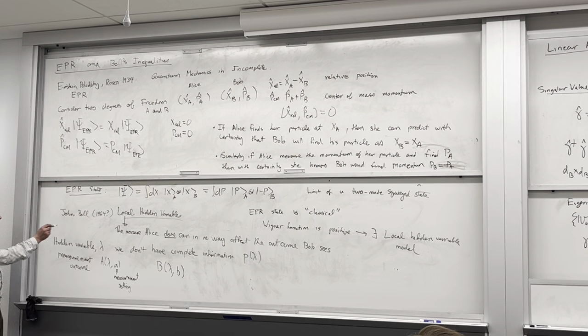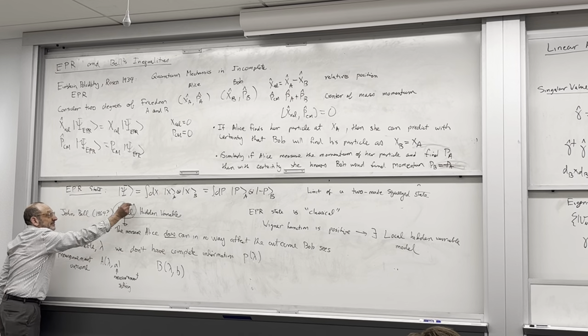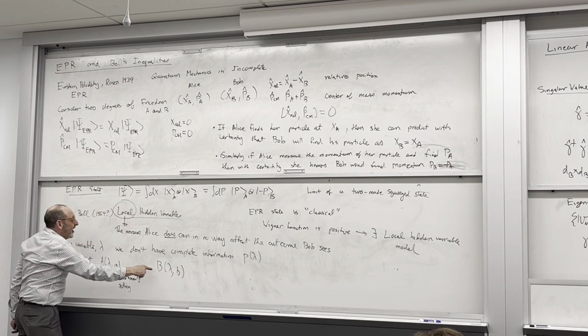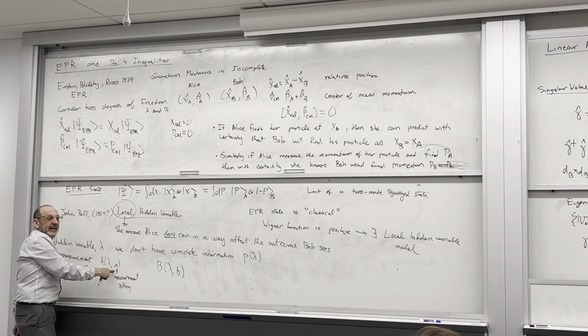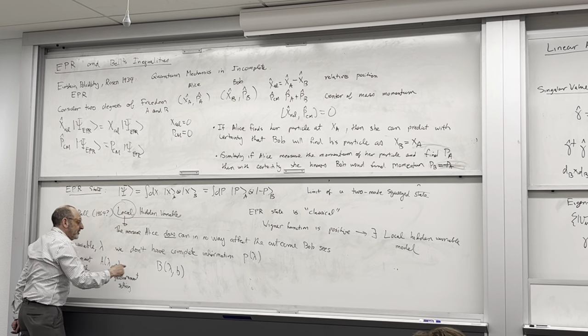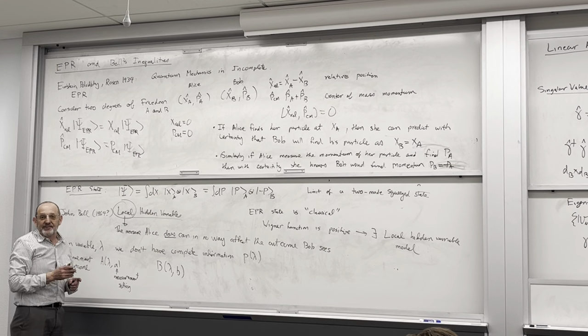But what makes this local is that Bob's measurement outcome has nothing to do with the measurement setting Alice chose. And Alice's measurement outcome has nothing to do with Bob's measurement setting.